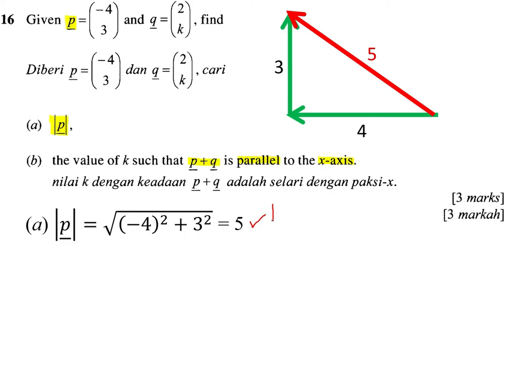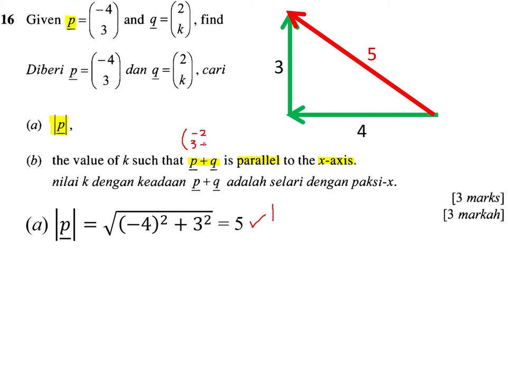Next, the value of k such that P plus Q is parallel to the x-axis. If they are parallel, then a ratio must exist between them. But we have to find P plus Q first, right? So P plus Q: x is negative 4 plus 2, which becomes negative 2, correct? And y is 3 plus k, which remains 3 plus k. So I write down the vector here: (-2, 3 plus k).